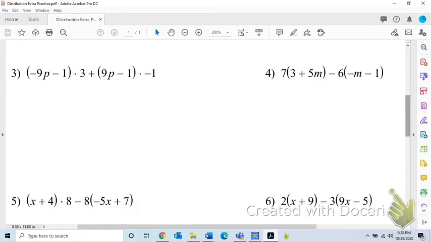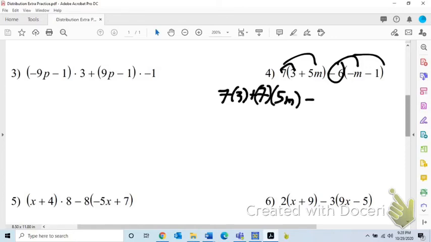Number 4. 7 we distribute. Negative 6 we distribute. So 7 times 3 plus 7 times 5m, minus 6 times negative m minus, and then it's negative 6 times 1.